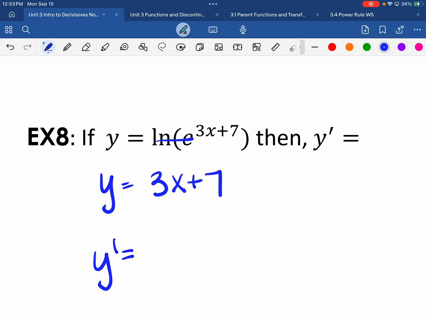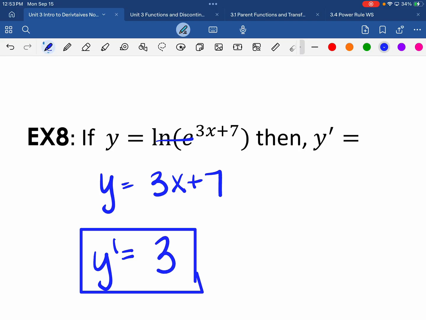What would the derivative be? 3. Just 3. Because what happens with the 7? It's not relevant. It's 0, because it's a constant. There's no x with it.